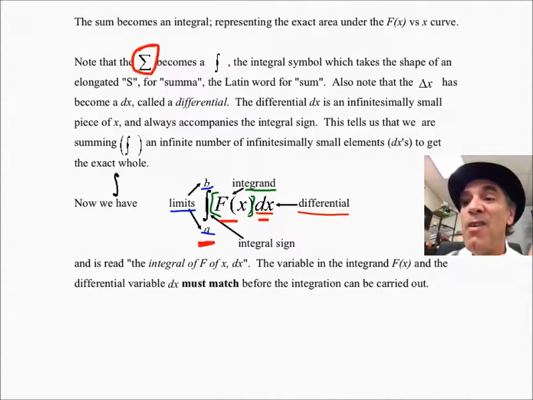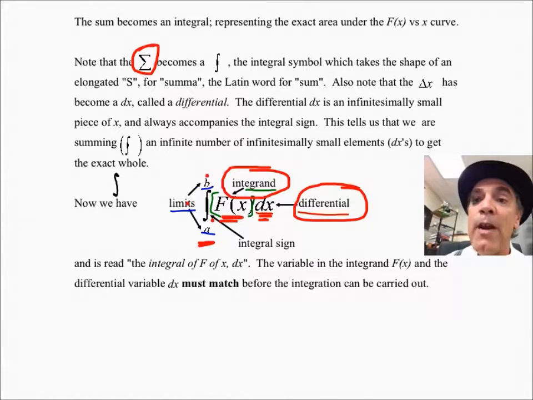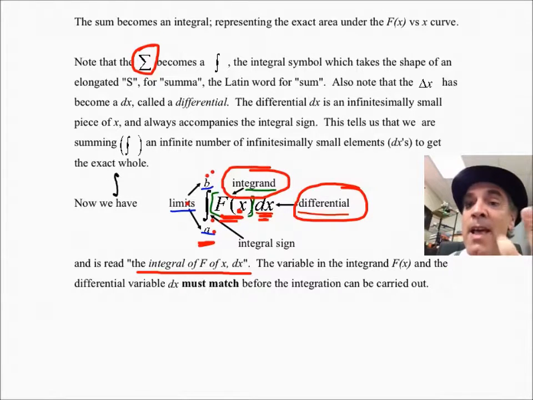And we have some other vocab terms. When we're doing an integral, that's our integral sign. This is our integrand, the thing that we're actually integrating. Our differential is the variable with which we are going to integrate it. The limits are where we're going to integrate it, from the bottom to the top. And we read it as the integral of f of x dx, f as a function of x dx.